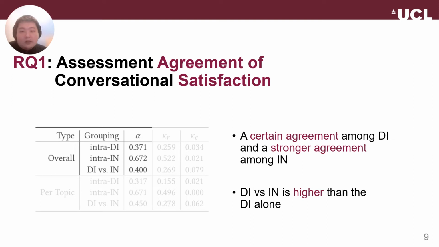This means users experiencing the conversational search system agree much less than users observing the systems. Second, the direct versus indirect agreement is higher than the direct assessment alone, which means the indirect procedure is capable of capturing fair satisfaction scores.